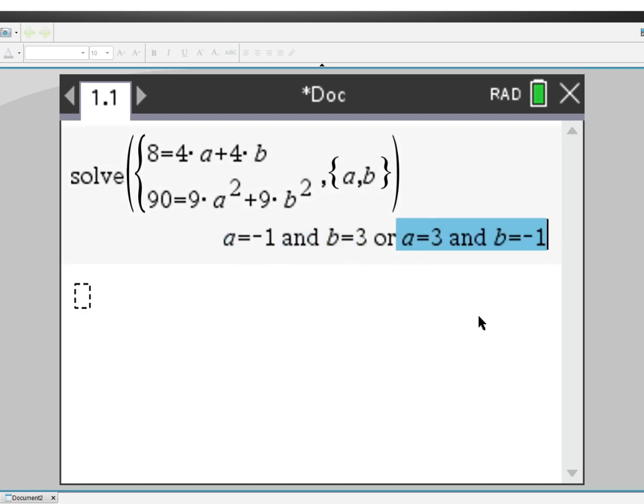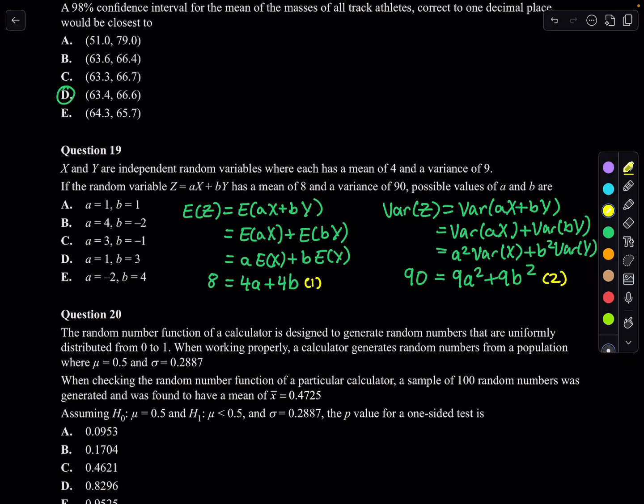Now, which one are those? So A equals -1. Nope, none of them have that. So it has to be A equals 3 and B equals -1, which looks like 19C. Beautiful.